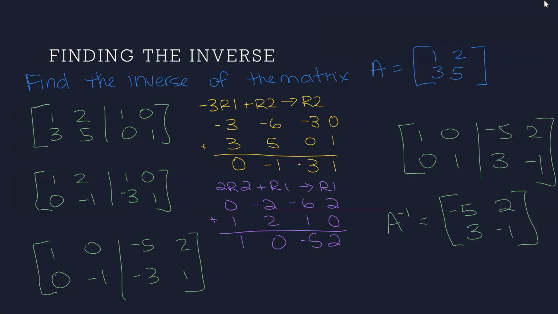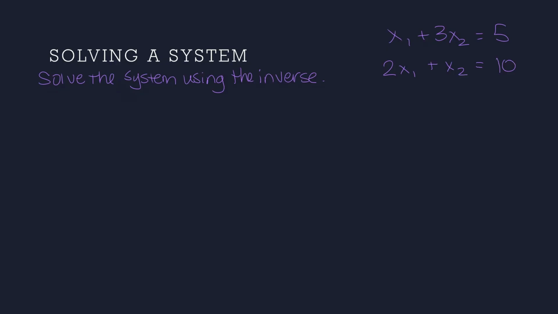So let's see how we would use an inverse to solve a system. We're going to solve the system using an inverse matrix. So first I'm going to write this as a matrix equation. So I'm going to make a matrix using the coefficients from these equations. So the coefficient on x1 in the first equation is 1, and the coefficient on x2 is 3. And then in the second equation, the coefficients are 2 and 1. And then I've got my variables, which are x1 and x2. That's what I'm looking for. And that's equal to 5 and 10.